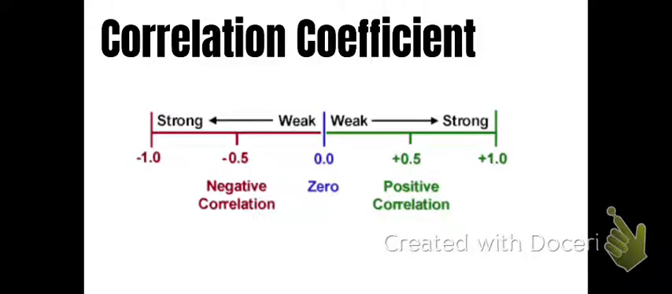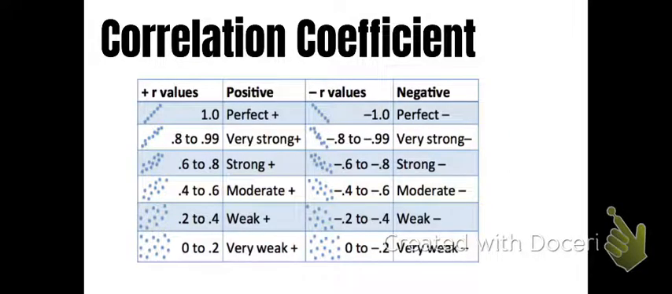So here you notice if it is 0, that means there is no correlation, 0. So the closer it is to 0, the weaker it is. The closer it is to 1 or -1 as it moves to the left and the right away from 0, the stronger it gets. So here we see some examples.